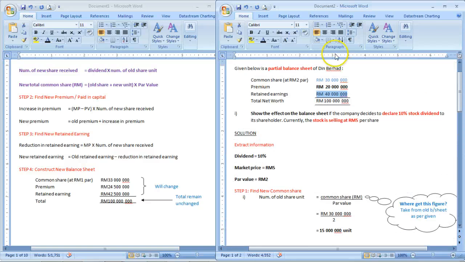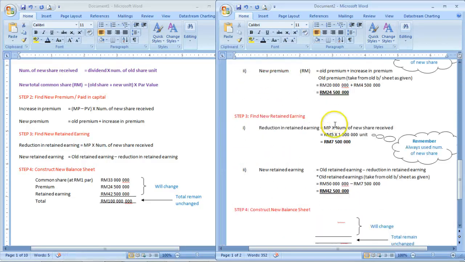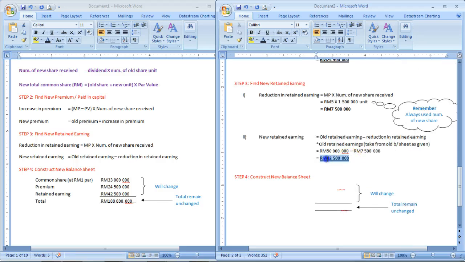You must calculate using 40. Sorry, this is not 40. I think the original is 50. You see, 30 plus 20 plus 50 is 100. Please correct this, please edit your tutorial. Correct this question, use 50. Based on your tutorial, I have changed it, and when you print this tutorial, you will see I put it as 50. So we use the previous one, 50 minus the reduction, so your new one will be 42,500,000.